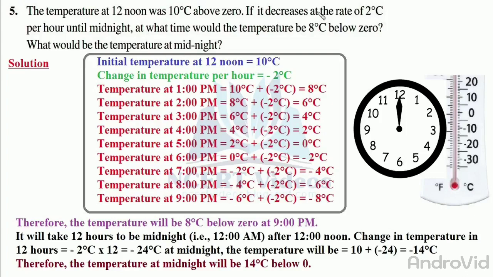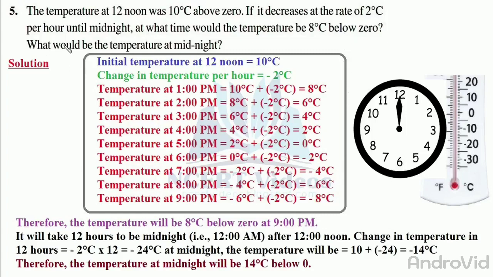If it decreases at the rate of 2 degrees Celsius per hour until midnight, at what time would the temperature be 8 degrees Celsius? So you have to do it till you find 8 degrees Celsius. But look, you also found 8 degrees Celsius here, then the answer would be 1 p.m. But no, you have to understand the language first. It has specially mentioned below 0. What does it mean? It means there are two 8s, this 8 and this 8. This is positive 8. This is freezing 8. So it has actually asked for minus 8 degrees Celsius. That is what it implies, below 0.